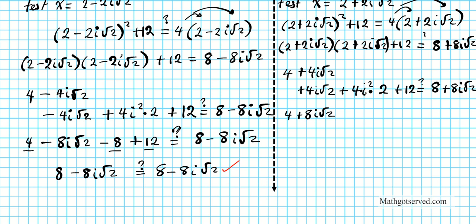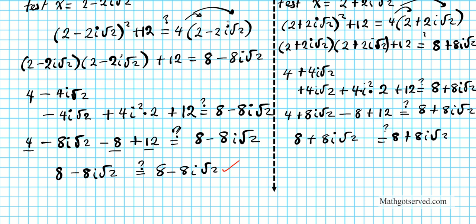Now, I squared is negative 1, so it changes this to a minus. 4 times 2 is 8 plus 12. Question: is it equal to 8 plus 8I root 2? Is it? So you combine 4 minus 8 plus 12. We have 4 minus 8 is negative 4 plus 12 is just simply 8. 8 plus 8I root 2. Is it equal to 8 plus 8I root 2 on the right side? Absolutely. So it checks out nicely.